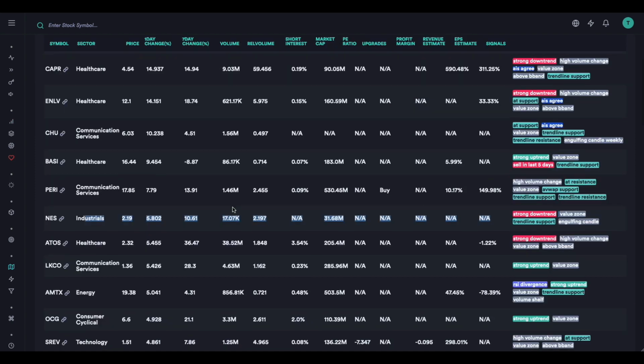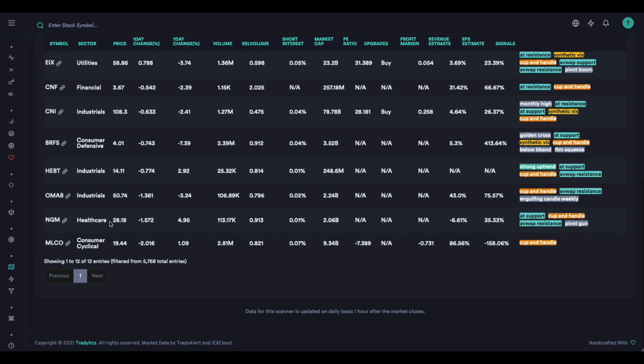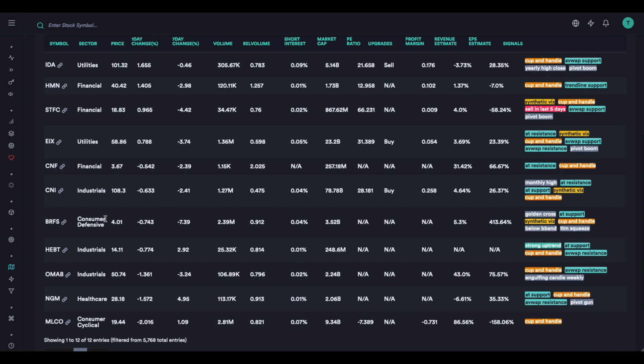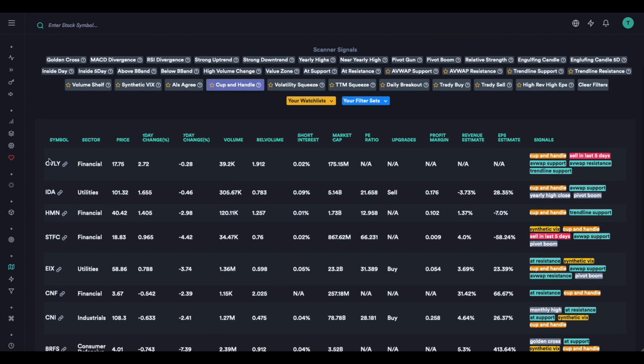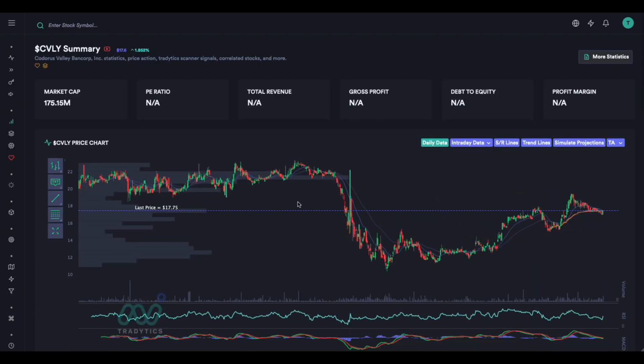Let's see if we can find something else. I'm going to close this, and I'm going to try the volume shelf. Let's see if we have anything in cup and handle, because this is a really famous pattern that almost everyone knows about. So let's see, we have CVLY. Okay, this is really good.